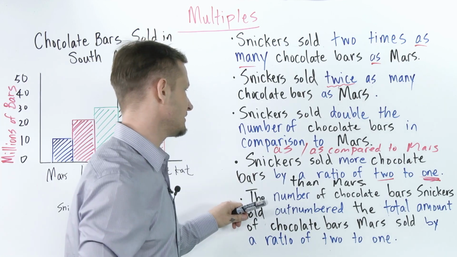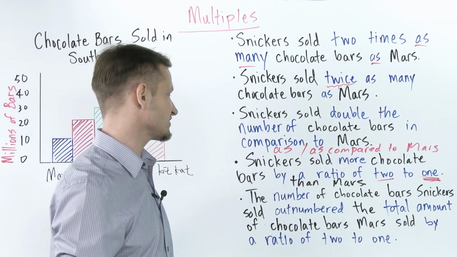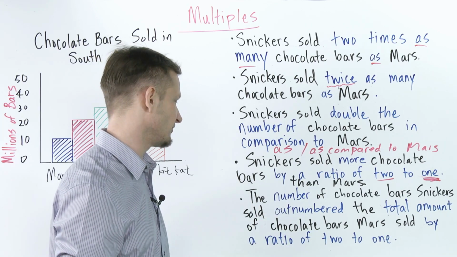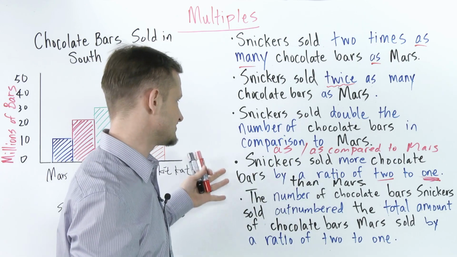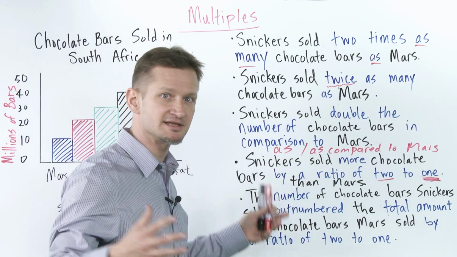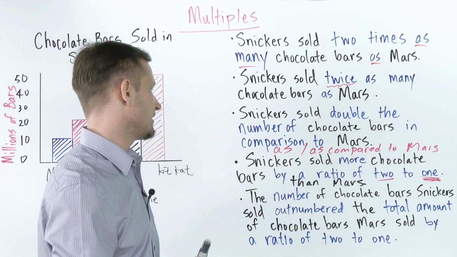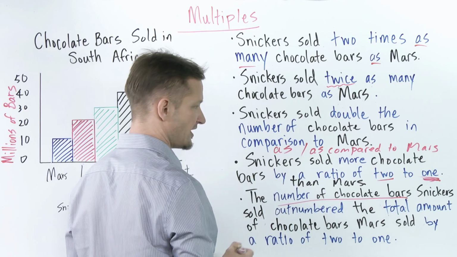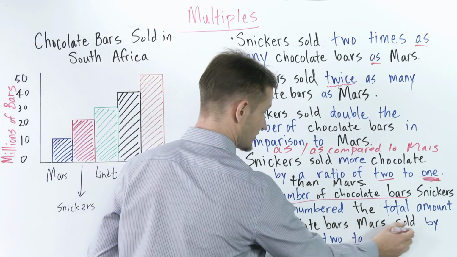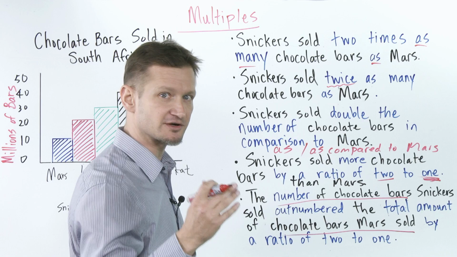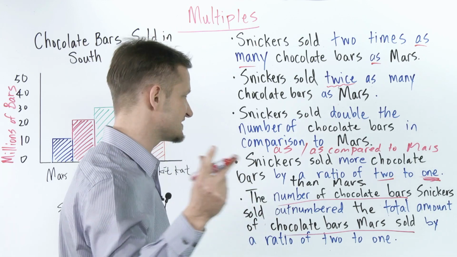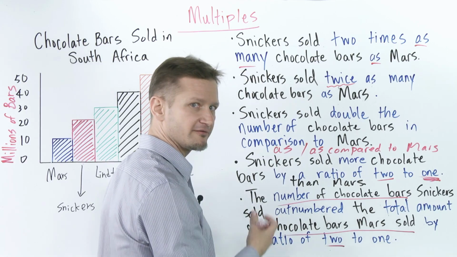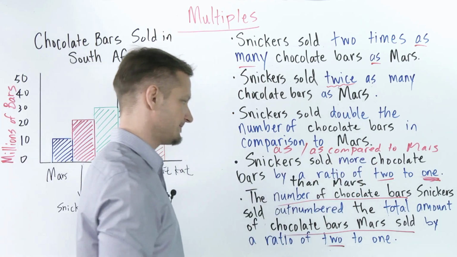Okay, last one. The number of chocolate bars Snickers sold outnumbered the total amount of chocolate bars Mars sold by a ratio of 2 to 1. Now, as you can see already, this is a longer, more elaborate sentence. So you have to say the number of chocolate bars Snickers sold, and you have to say chocolate bars Mars sold. You have to say that twice. And again, by a ratio of 2 to 1. Now here you can say 3 to 1, 5 to 1, 6 to 1, the same as up here.